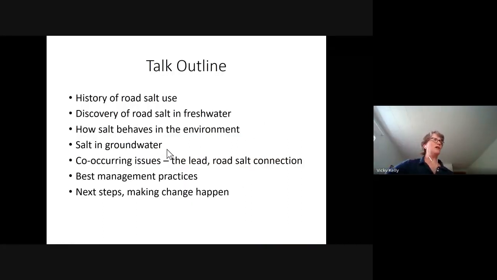So here's an outline of the talk. I'm going to start with the history of road salt use, talk a little bit about how it was discovered, when and how it was discovered in fresh water. I'll talk a bit about how it behaves in the environment with some specifics about groundwater. There are many co-occurring issues. I'm going to talk a little bit about the connection between road salt and lead in the environment. And then I'll finish up talking about some of the best management practices that we have available to us and the next steps we can take to make change happen.